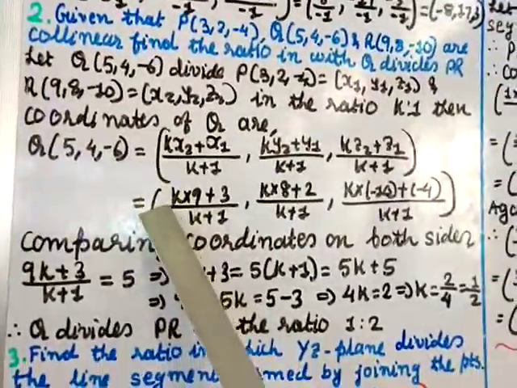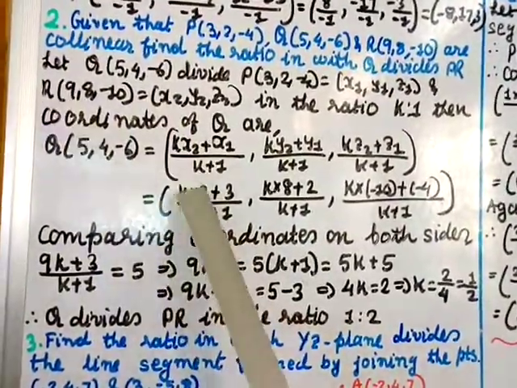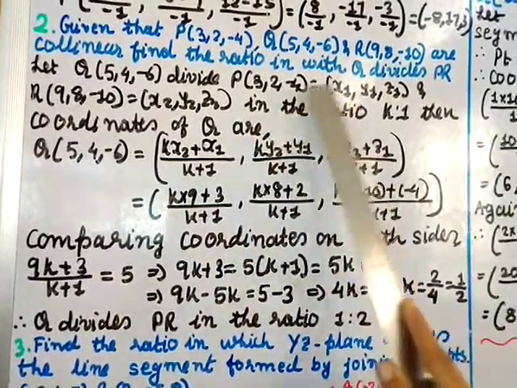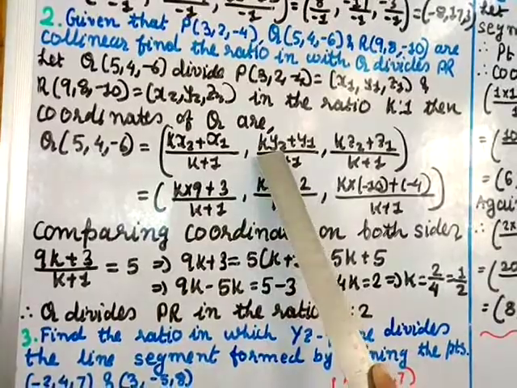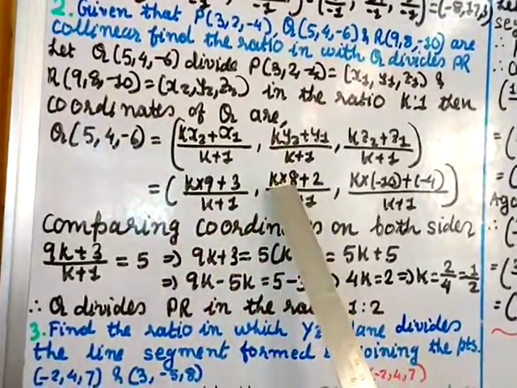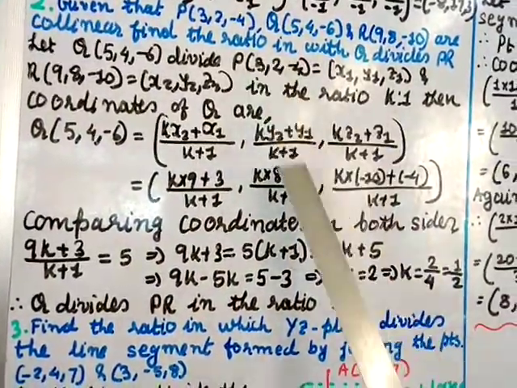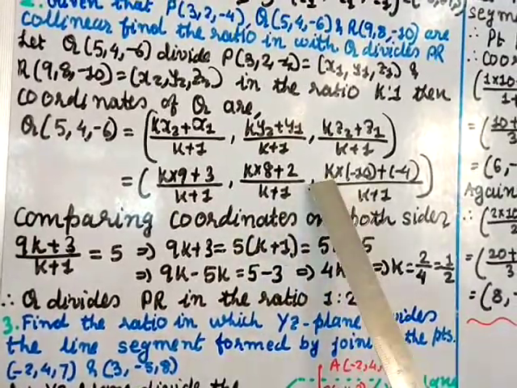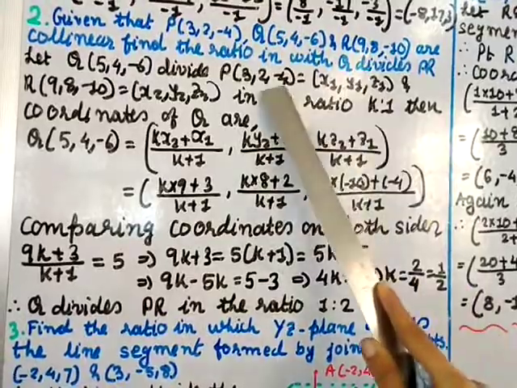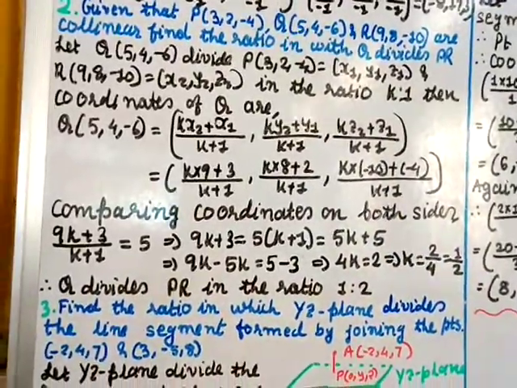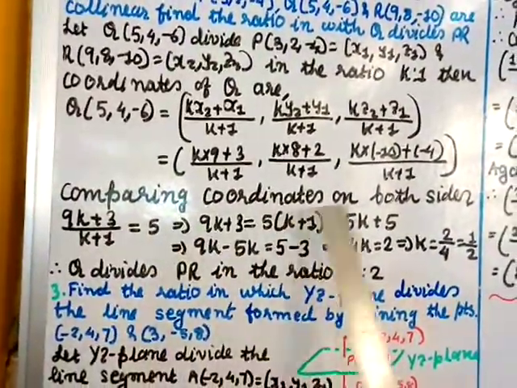So k as it is, x2 value is 9, plus x1, that is 3, divided by k plus 1 as it is. Then k as it is, y2 value is 8, plus y1, that is 2, divided by k plus 1. Then k, z2 is -10, plus z1, that is -4, divided by k plus 1. Now we compare the coordinates on both the sides.